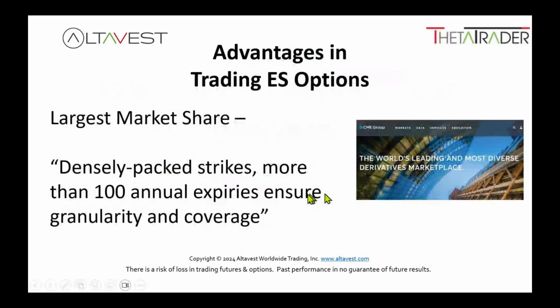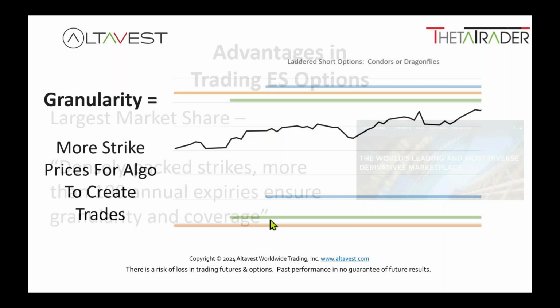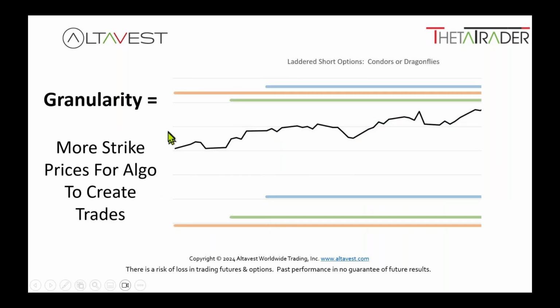Tighter spreads, large market share. So you have densely packed strike prices, 100 annual expirations, you get granularity and coverage. And so what does that mean? What it means is when our algo is looking for the strikes it needs to build out the trades to meet criteria, it's going to find calls to sell and puts to sell, and then as time goes by, it's going to find another set of calls, another set of puts, and so on and so forth. So you need that availability of strike prices.